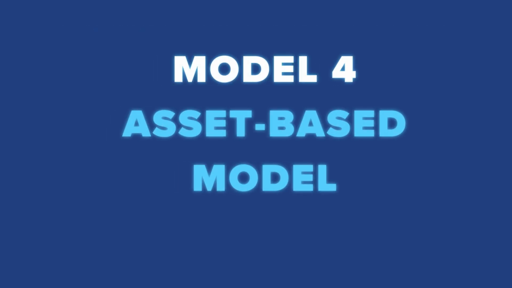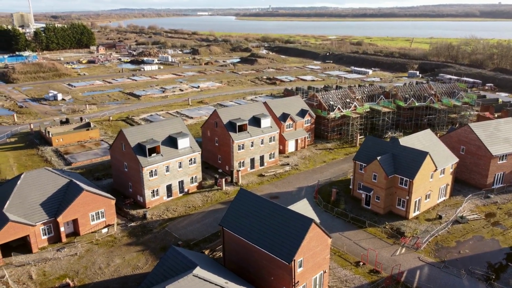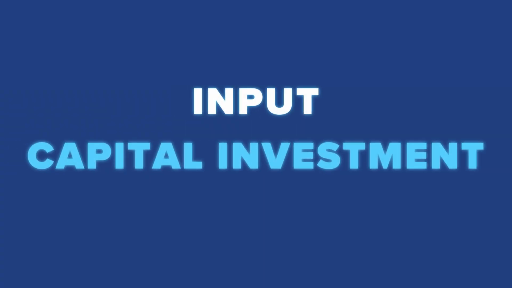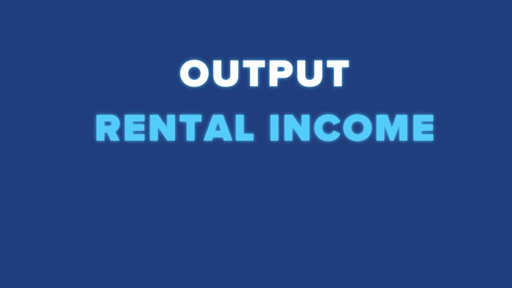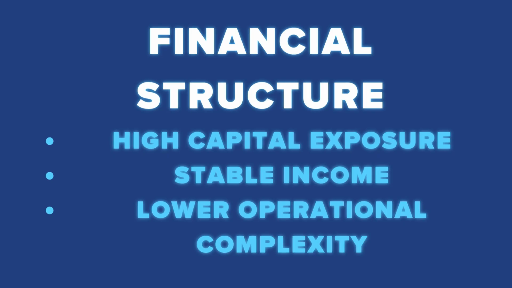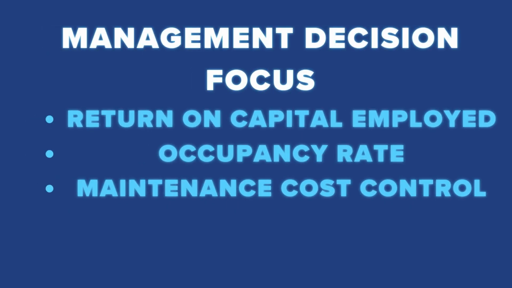In model 4, we look at the asset-based model. Examples of these are property rentals or equipment leasing. The input is capital investment, the process is asset management, and the output is rental income. The financial structure is high capital exposure, stable income, and lower operational complexity. The key risk is asset underutilization. The management decision focus is return on capital employed, occupancy rate, and maintenance cost control. Performance is balance sheet driven.